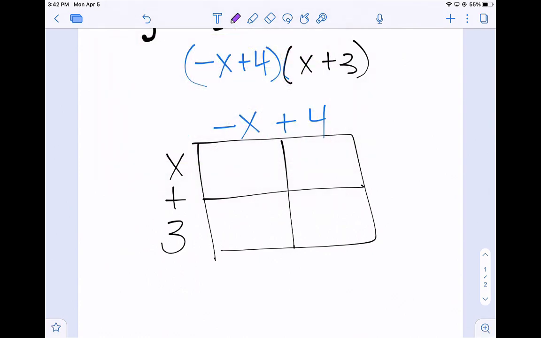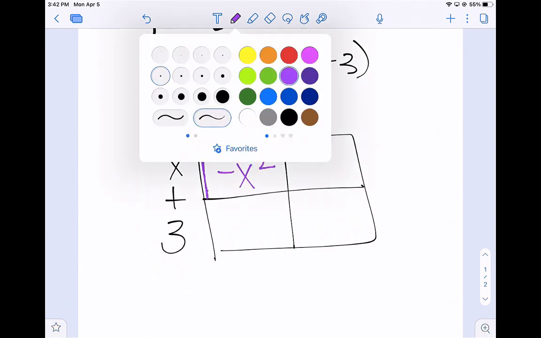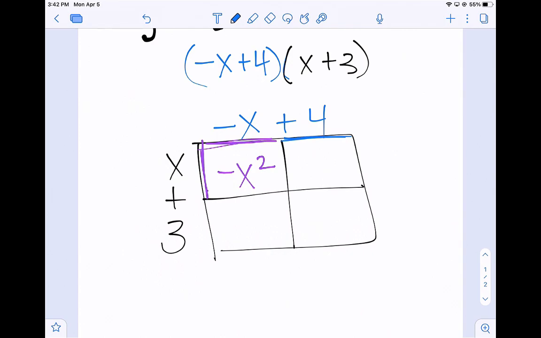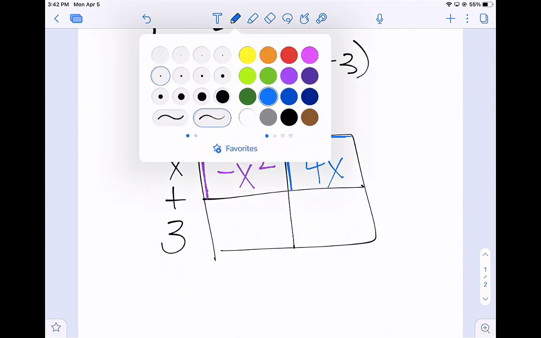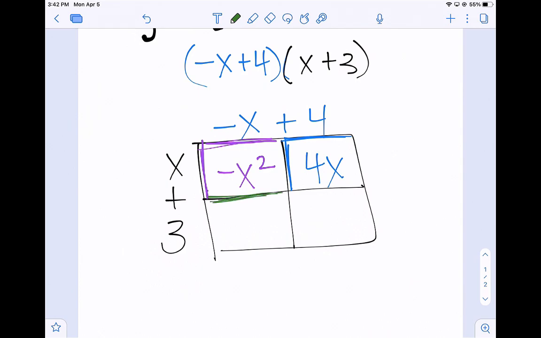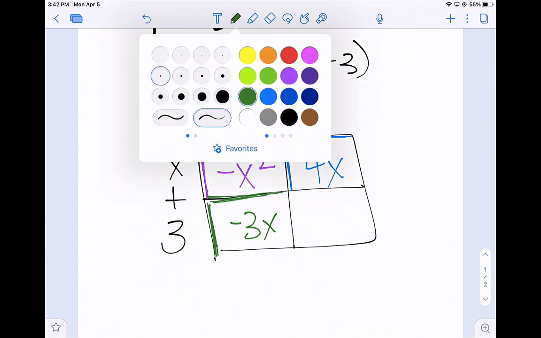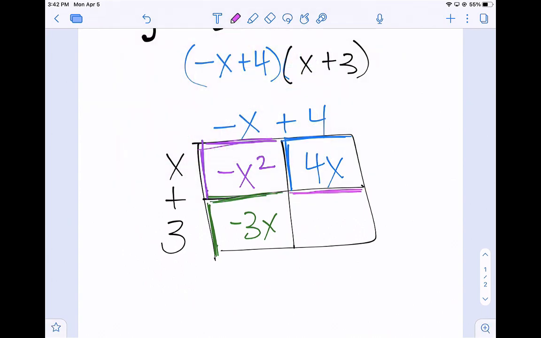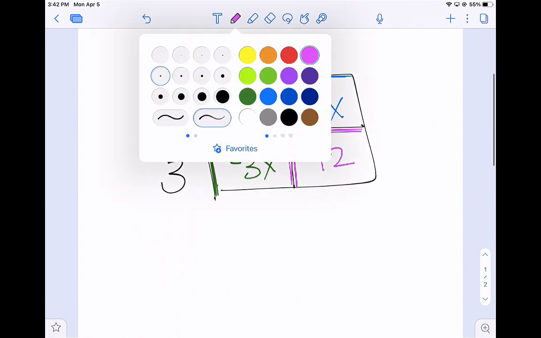So the first box I'm going to multiply is negative x times x, and that's negative x squared. My second box I'll multiply is 4 times x, and that's 4x. My next box I'll multiply is negative x times 3, which is negative 3x. And my last box is this 4 right here times 3, which is 12. So we're just finding the area of each box. And then we're going to combine like terms.